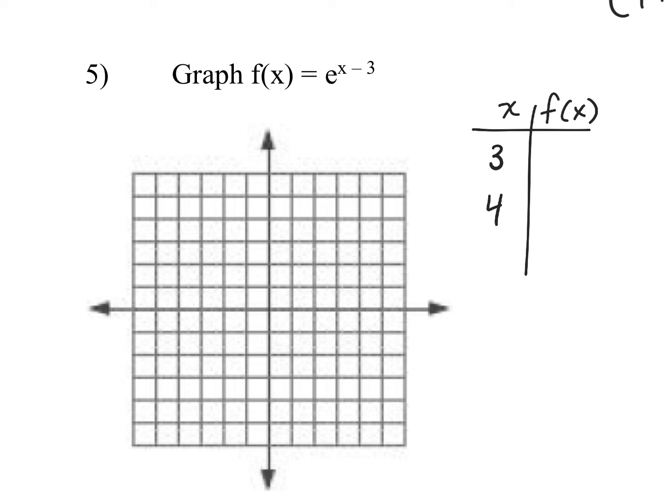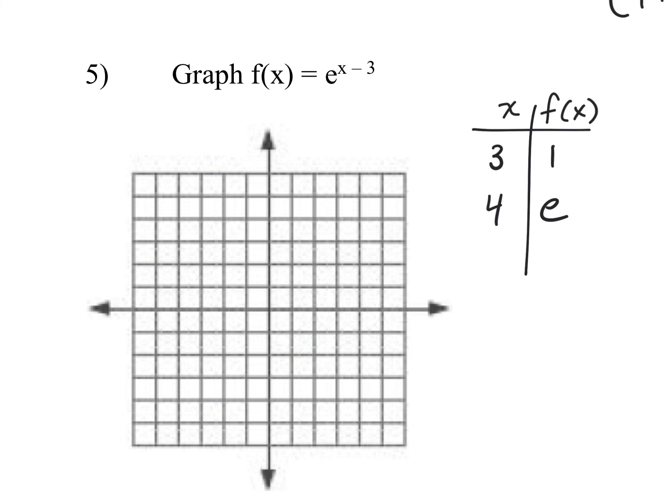And I can use x equals 4 as a value that will get 1 as a result. The exponent will be 1. So when we raise e to the 3 minus 3, we get e to the 0 or 1. When we raise e to the 4 minus 3, it's e to the first or e. Well, those points are on our graph.